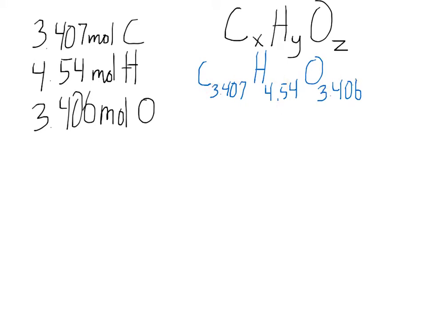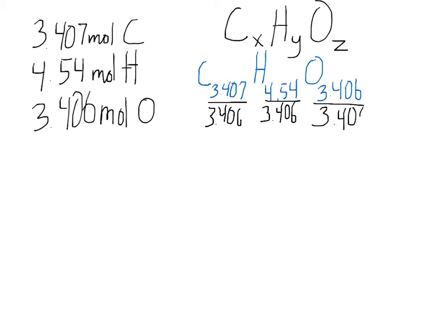So basically, how do we get these into whole numbers? Alright, so what you're going to have to do is when you actually find this mole ratio in the fraction or decimal form, you're going to divide all three of these numbers by the smallest one. Okay, so what is the smallest one? We have 3.407, 4.54, and 3.406. So if you really look at it real hard, you can tell this is the smallest one. So all we got to do is divide all of them by that number.